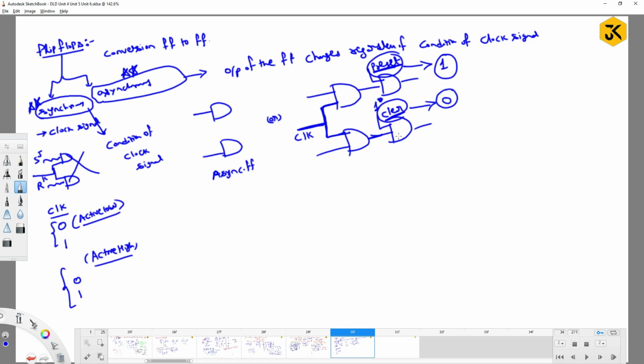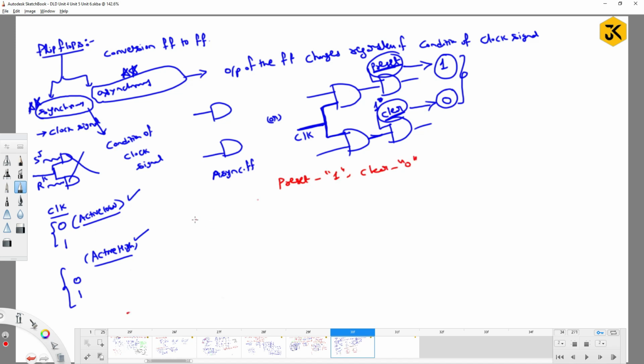As per earlier discussions, 0 means clear, but this 0 and 1 depend again on active low and active high. Basically, the general meaning of preset is setting the value to 1, and clear means the entire value is going to be replaced with the value 0. This is the general meaning.